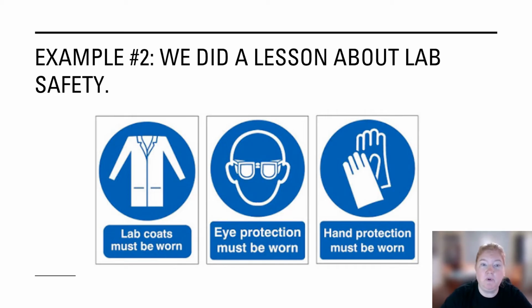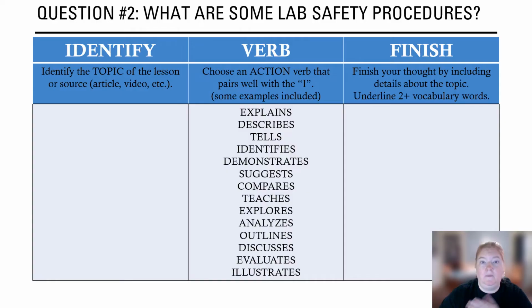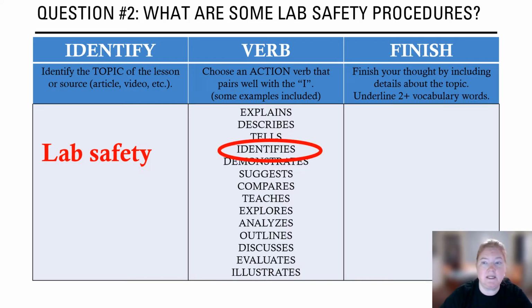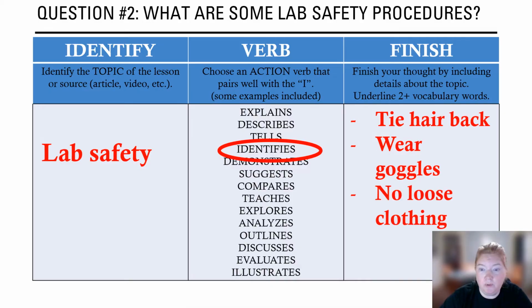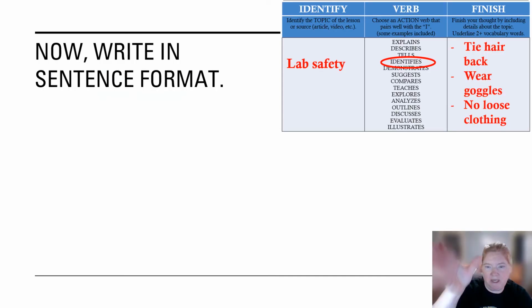Let's look at another example. We did a lesson about lab safety. Okay, and here is our question. What are some lab safety procedures? So I've identified a topic, lab safety. I'm going to choose a verb. In this case, I'm going to choose identifies. And I'm going to put some ideas that I could finish my thoughts with. Tying your hair back, wearing goggles, no loose clothing. Remember, I need at least 2 details, and I need at least 2 vocabulary words. So now I'm going to take that framework and I'm going to write it in sentence format.